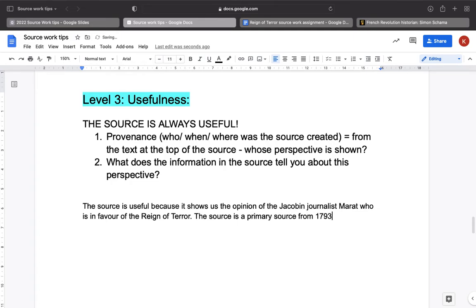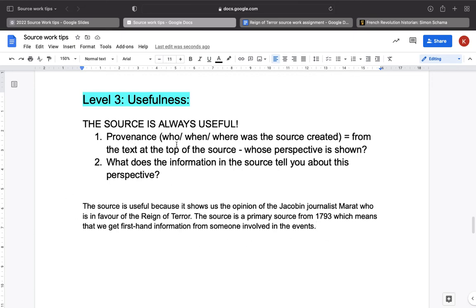If I stop there, I don't get any marks. You actually need to explain why that is useful, which means that we get first-hand information from someone involved in the events. Now, that is not going to mean that I necessarily trust everything he's saying, but it does give me an accurate description and a helpful, useful description of what someone like Marat, who was a Jacobin, actually thinks. So that's how we answer a usefulness question.